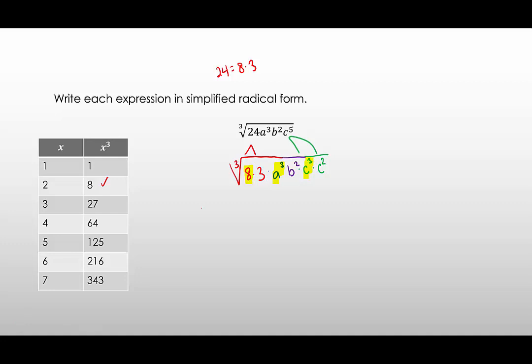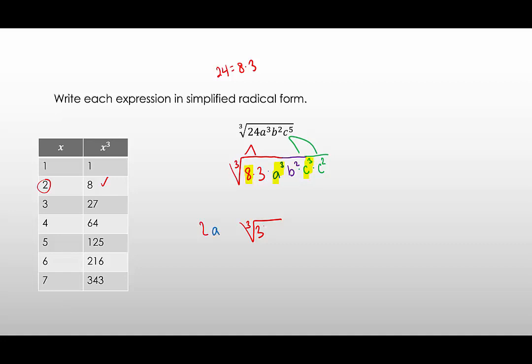The cubed root of 8 is 2. So we're going to put a 2 in front of the radical. I'll go ahead and set up my cube root. A 3 goes under the radical, the other factor. The cubed root of a cubed would just be a.